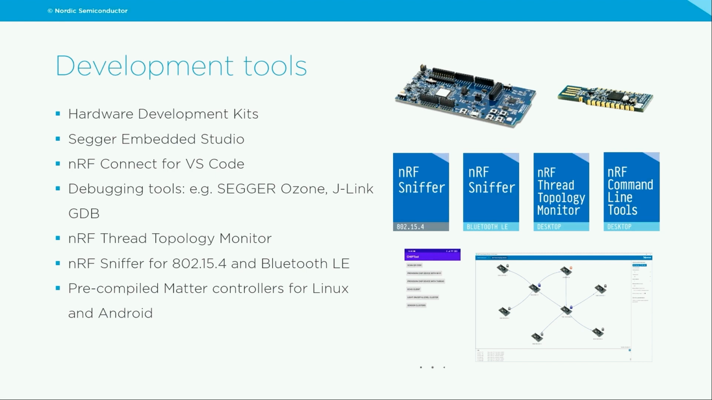Since Matter operates on Thread, we offer a bunch of useful Thread tools, such as Thread Topology Monitor, that visualizes the current mesh topology. You can also run a sniffer device on our DKs, which helps to troubleshoot communication issues in Wireshark, both for Thread and for Bluetooth Low Energy. There are also a bunch of Matter tools, which we will present during this webinar. But just to mention, exclusively with nRF Connect SDK, we deliver precompiled versions of Matter controllers to make product development easier.